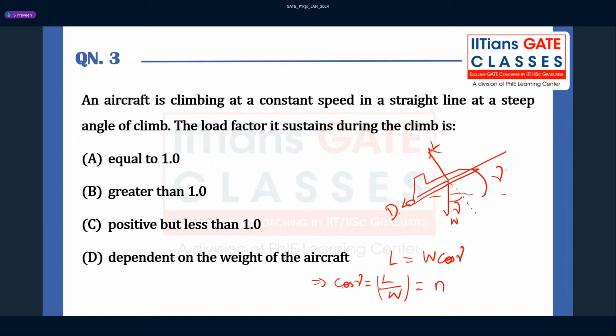But you know that cos never exceeds 1 and never goes below 0, right? Which means this n value lies between 0 and 1, correct? So our load factor is always positive, but it is less than 1. So the answer is option C. Hope everyone understood this, right?